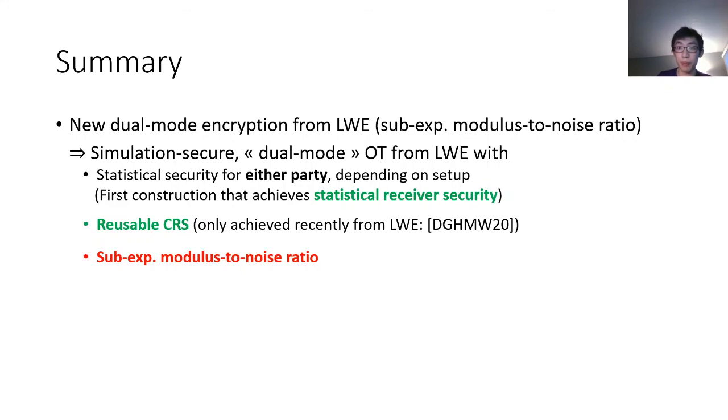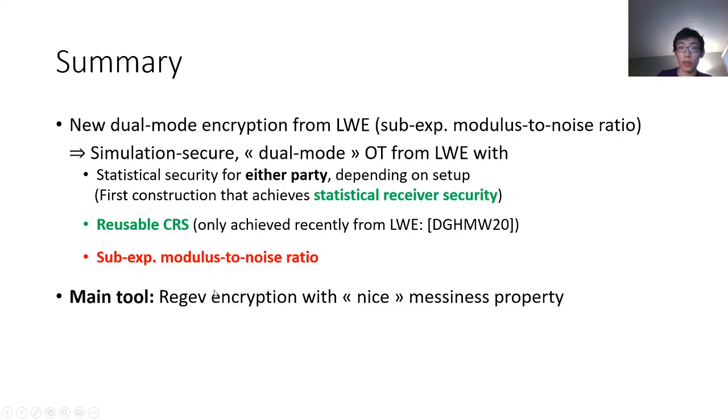The main tool that we use is a variant of the Reggae function where the public keys are the same, and the secret keys are the same, but that has a nicer messiness property. So it's easier to test whether a public key that has not necessarily been produced by the keygen algorithm statistically hides the underlying messages. A natural open question is to remove this restriction in red and have a construction from polynomial modulus.